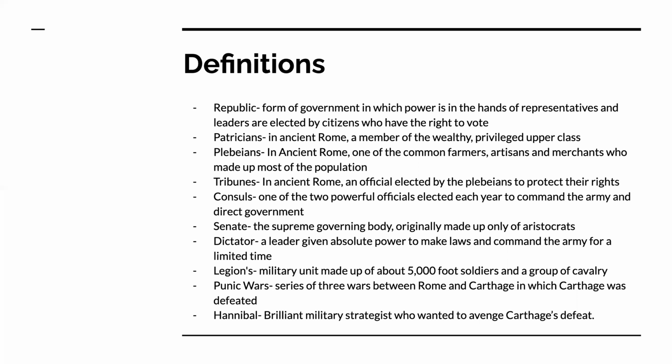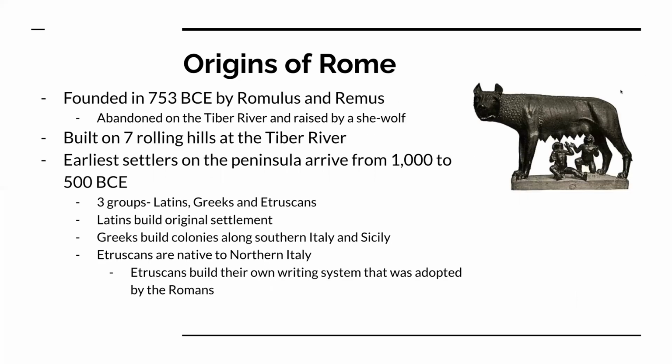So when we look at Rome itself, how does it break down? The origins. It's founded in 753 BC by Romulus and Remus. They are twin sons of the god Mars and a Latin princess. They are eventually abandoned as infants and raised by a she-wolf. So that statue is actually a rather famous statue depicting Romulus and Remus being raised by the wolf.